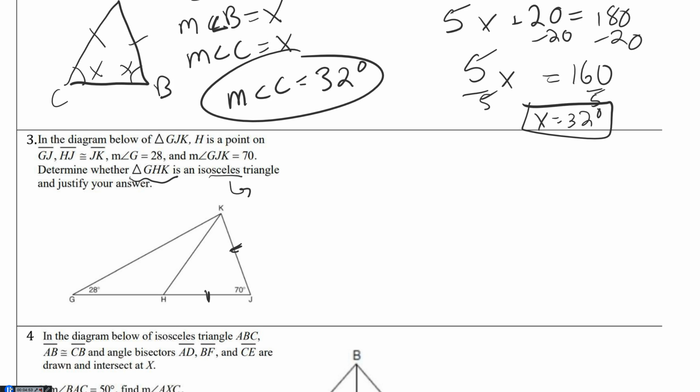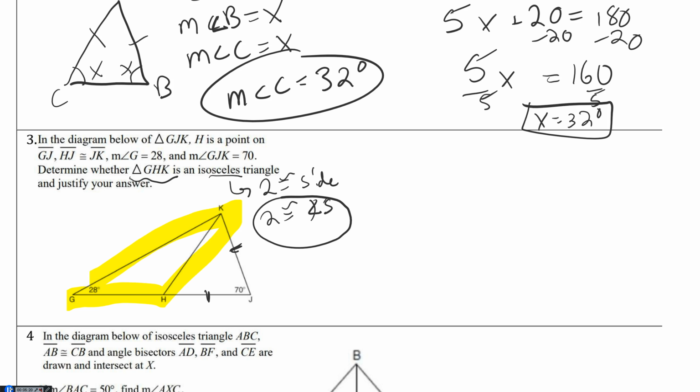So remember, an isosceles triangle has two congruent sides and two congruent angles. Now, they didn't really give me a whole lot of information about sides here, so I'm going to work off the fact that maybe we could prove that two angles are congruent or that two angles aren't congruent in the triangle GHK. So that triangle right there.